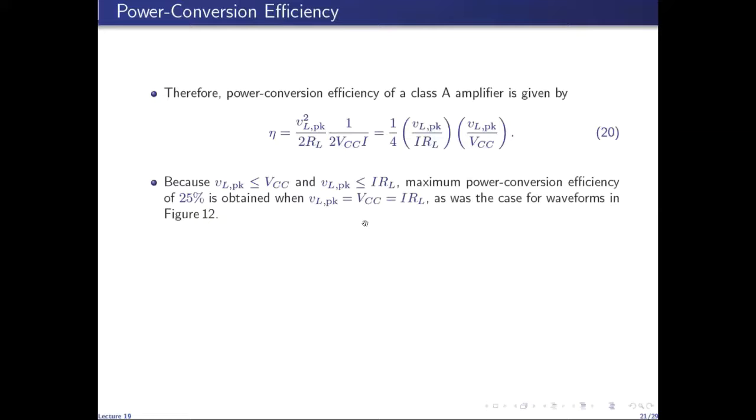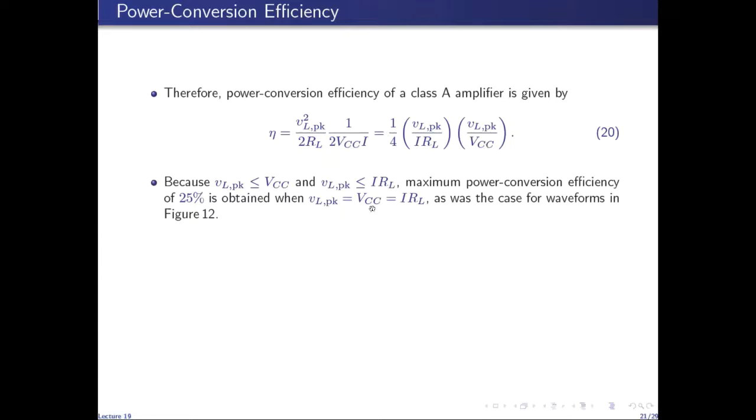So since we have assumed that VL swings between plus VCC and minus VCC, and we have assumed that I RL is greater than the magnitude of minus VCC, which is VCC, the peak value is always less than or equal to VCC, and it is always less than or equal to I RL. And the maximum power conversion efficiency is observed when VL peak is equal to I RL and VL peak is equal to VCC.